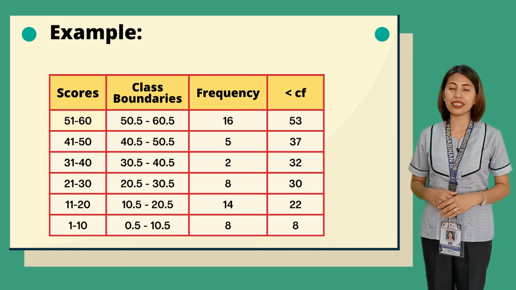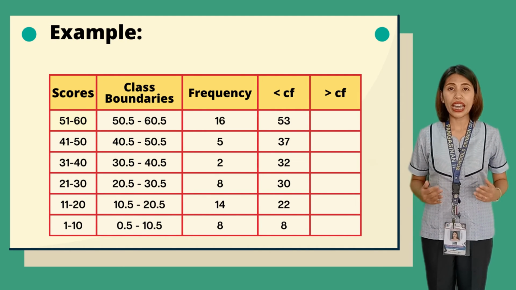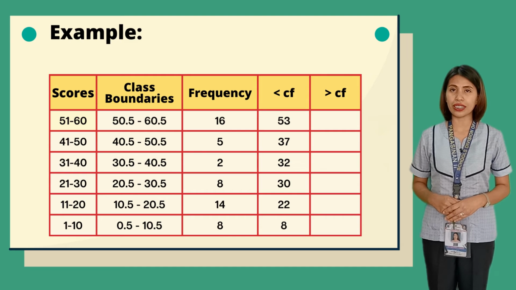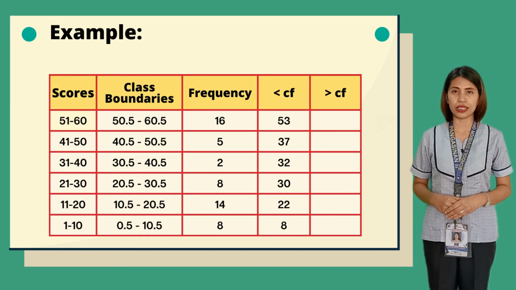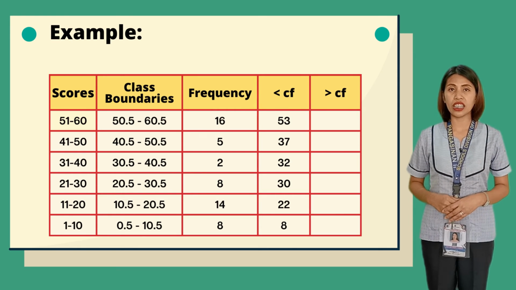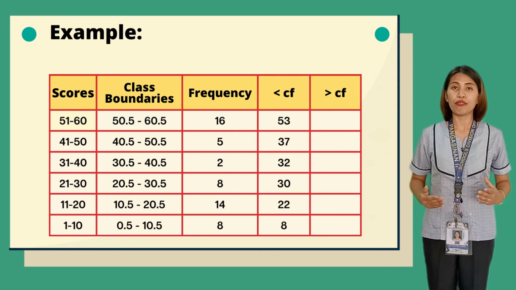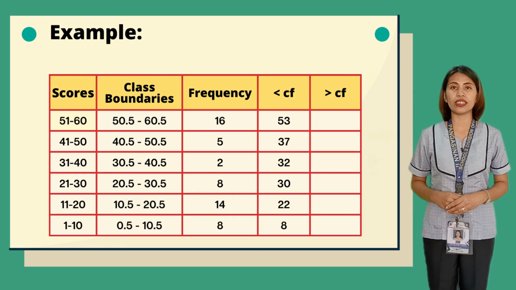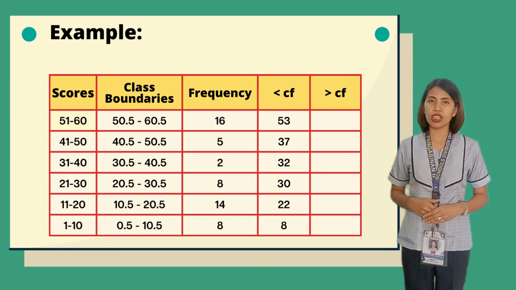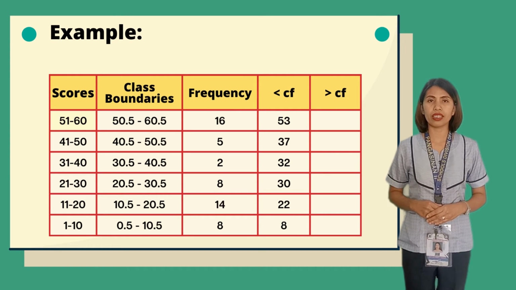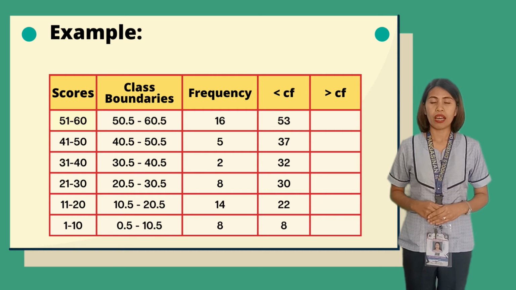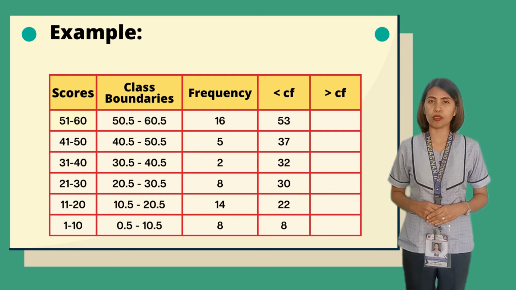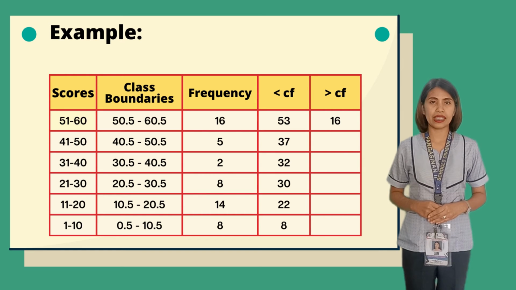To determine the greater than cumulative frequency, we add up the frequency going down the table. The first cumulative frequency is just the same as the frequency because we are adding it to 0. The final cumulative frequency is always equal to the sum of all the frequencies. For the greater than cumulative frequency, we will start at the class boundary 50.5 to 60.5. Our frequency is 16, so 16 plus 0, we have 16.